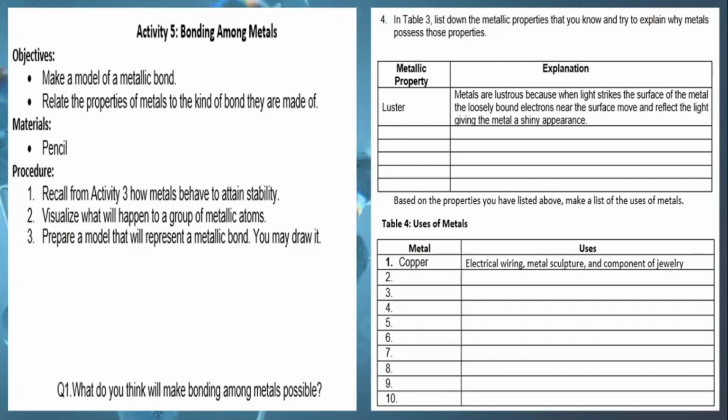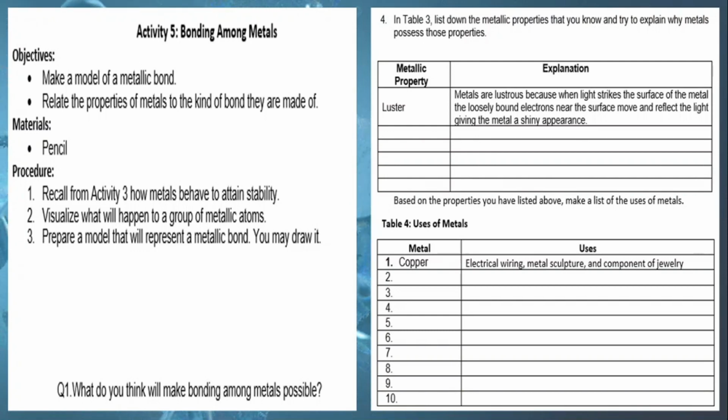Okay, so recall from activity 3, which is all about bonding by transfer of electrons, how metals behave to attain stability. Visualize what will happen to a group of metallic atoms. Prepare a model that will represent a metallic bond. You may draw it. Then answer this question. What do you think will make bonding among metals possible?